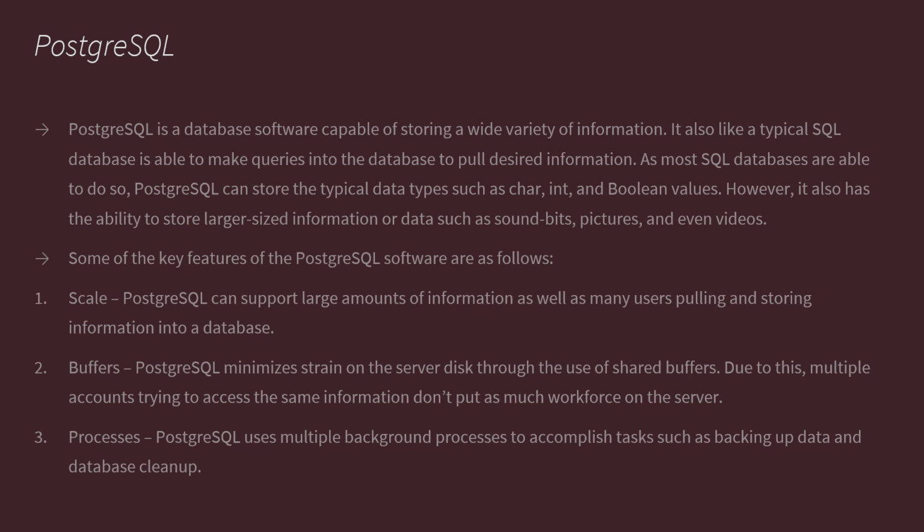Next, we have buffers. PostgreSQL uses shared buffers to minimize strain on the server. These buffers pretty much allow users to access multiple entries of the same information, or just try to access the same information at the same time, so that there's not as much strain on the server. And it also keeps frequently used information in a buffer zone so that it doesn't require as much pull from memory as they are more often used.